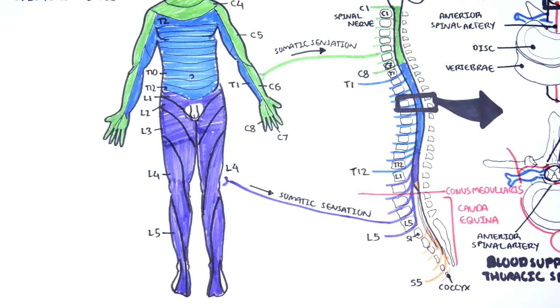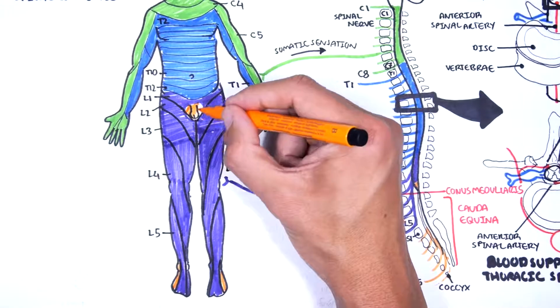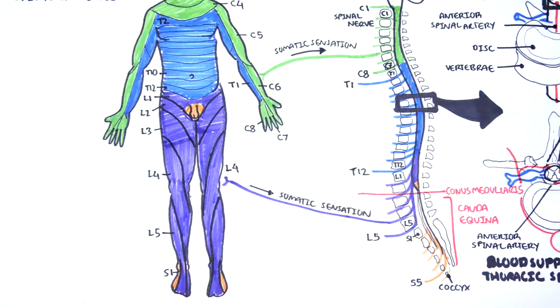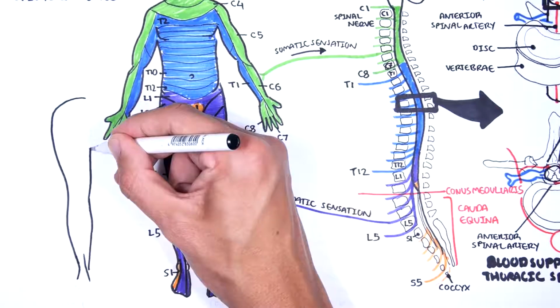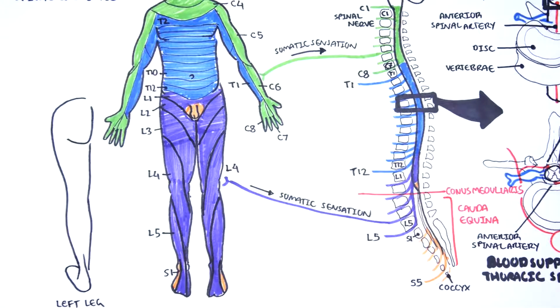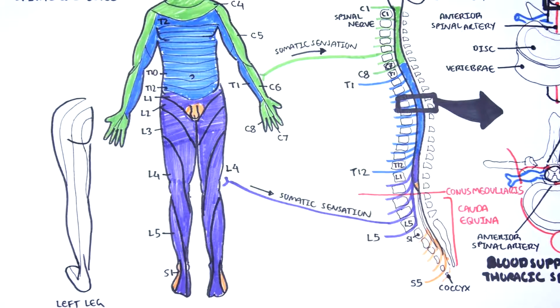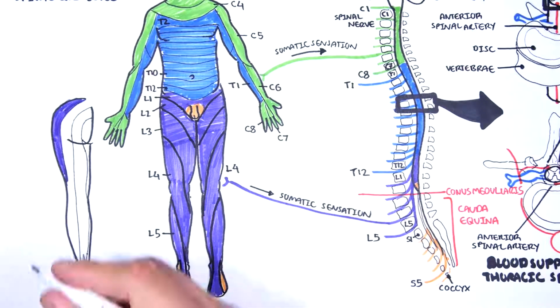The skin segment in orange is a dermatomal distribution of the sacral spinal cord levels. These include the genitals, part of the foot, but mainly the posterior aspect of the lower limb. Here's the back of the left leg. As you can see, it is innervated by the sacral spinal nerves.